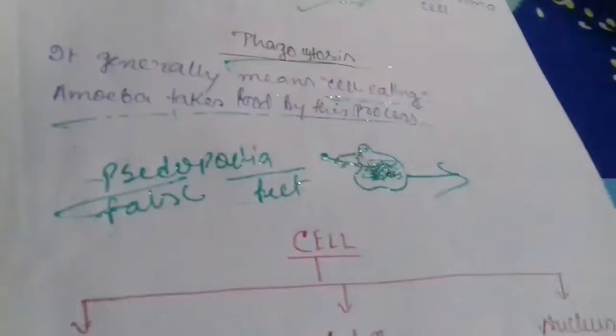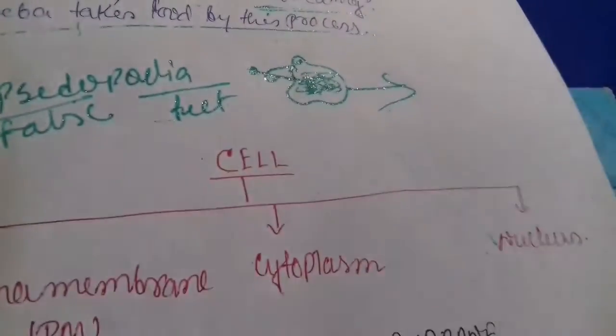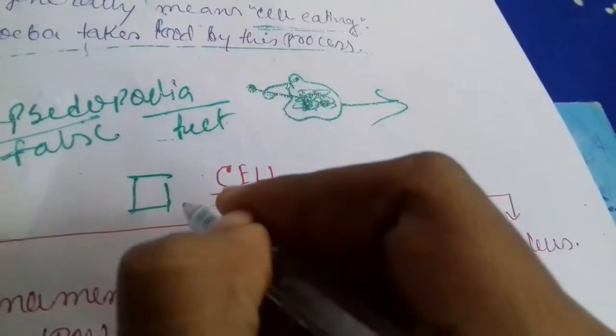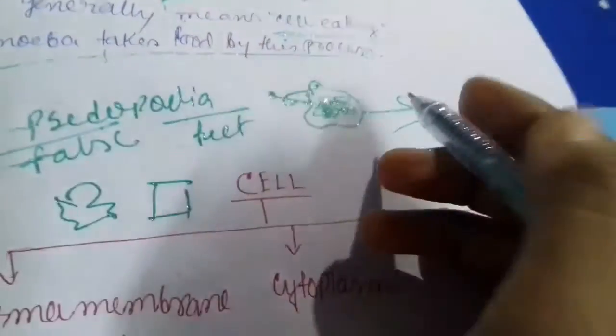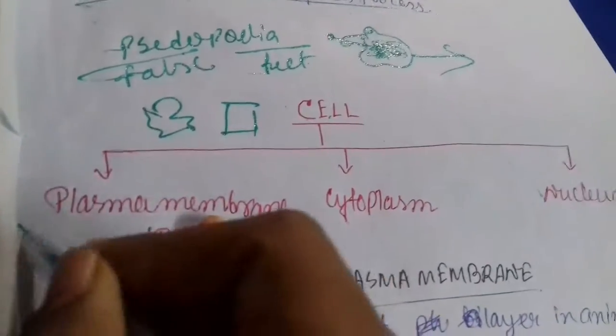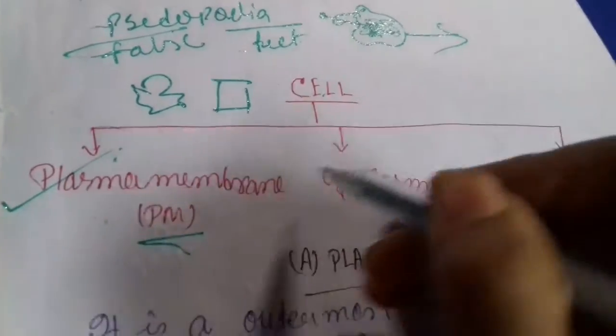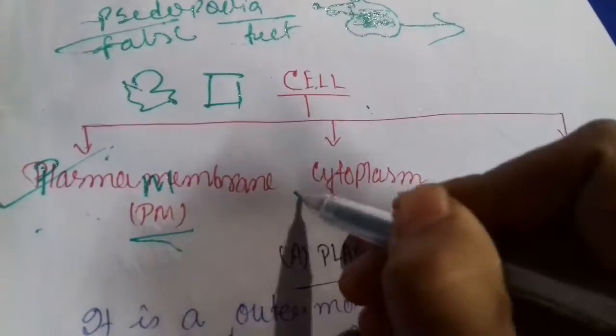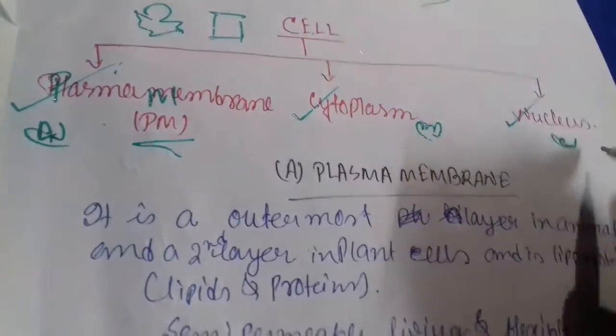And the cell. So we have known many things about the cell and how it takes food, but we didn't know the shape of the cell. Cell is like this. I haven't yet told about the shape of a cell, though I have told about many things. The cell has three main parts: plasma membrane or PM, not prime minister, it's plasma membrane; cytoplasm; and nucleus. First about the plasma membrane.